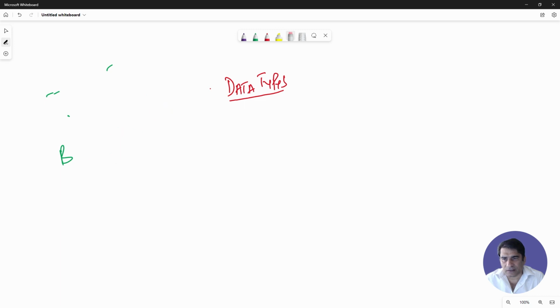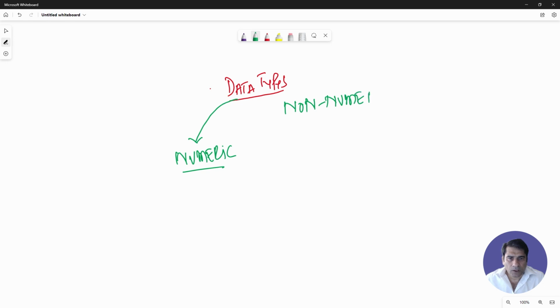So in this session we are going to discuss how many types of data we have. We have two types of data, my friends. The first one is numeric and the second one is non-numeric. We need to understand the difference between numeric and non-numeric data.